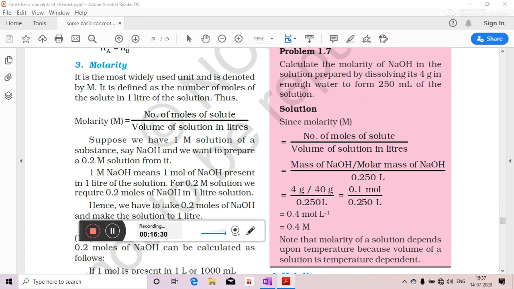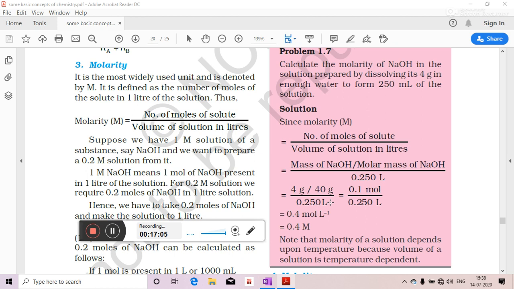The number of moles is mass upon molar mass. So mass of solute, now here solute is NaOH. So mass of NaOH upon molar mass of NaOH divided by volume of solution in liters. Now here 250 ml of solution is there, so we will write 0.250 liters of solution. So that is equal to, now mass of NaOH given is 4 gram upon molar mass of NaOH, which is Na 23, oxygen 16, hydrogen 1, so total is 40, upon 40 divided by 0.250 liters.